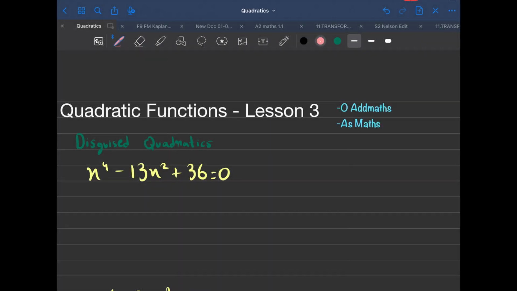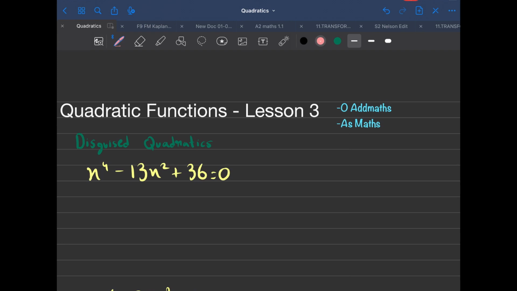Hi guys, in today's lesson, I'm starting the third part of quadratic functions. The topic we are starting with is disguised quadratics. In AS this is an official topic, but in add math, the question tells you the first part of it. Like they ask you to substitute and then they ask you to solve it. But in AS, a direct question can come.